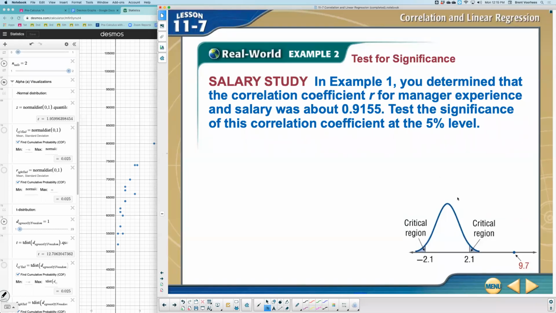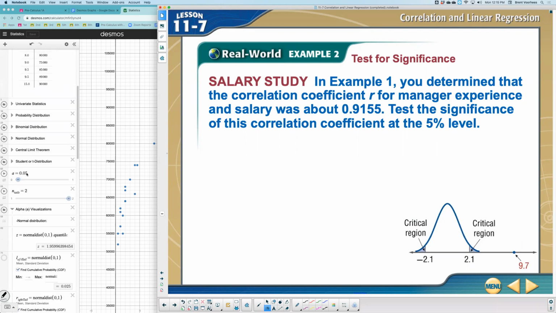So here's what I'm going to do. I'm going to walk you through where this graph comes from, and then we'll test the significance. So we know that alpha is 5%, which is 0.05. So I have that. And as you can see here, we're testing this two tails. So I need to leave this as two tails.